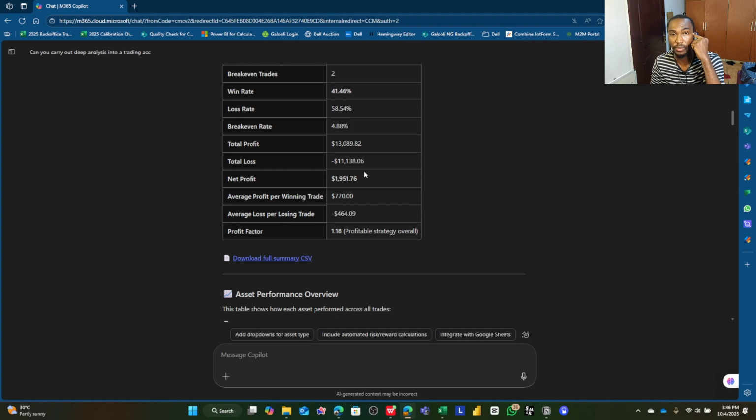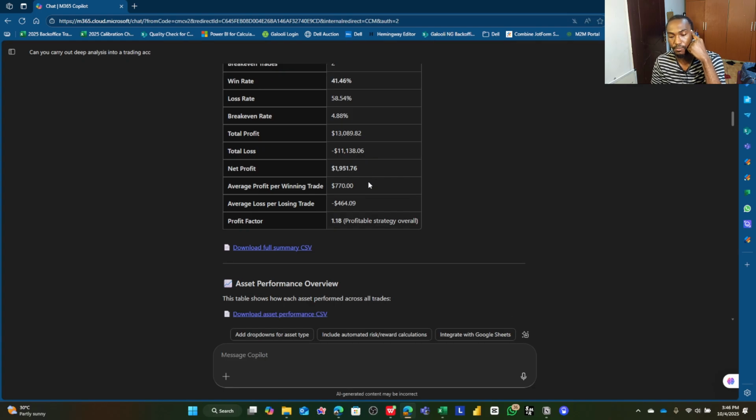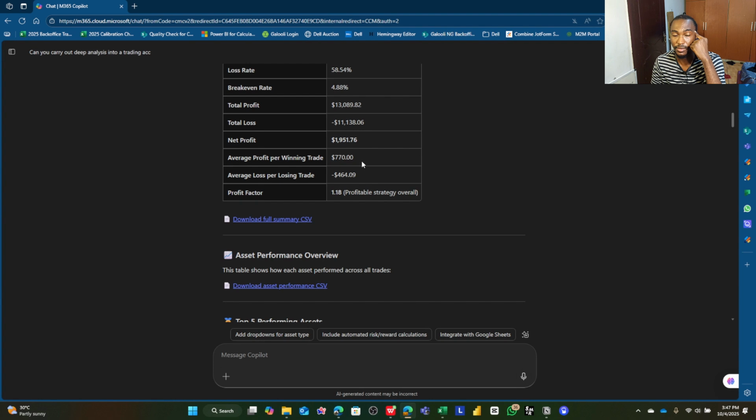That is huge. If it was a real account, you've made some small money, right? And it means my average profit per trade is $770. My average loss per trade is $464. This brings me down to a profit factor of 1.18, which is a profitable strategy overall. Basically, what this is saying is trend line, even taken at random, is a profitable strategy.